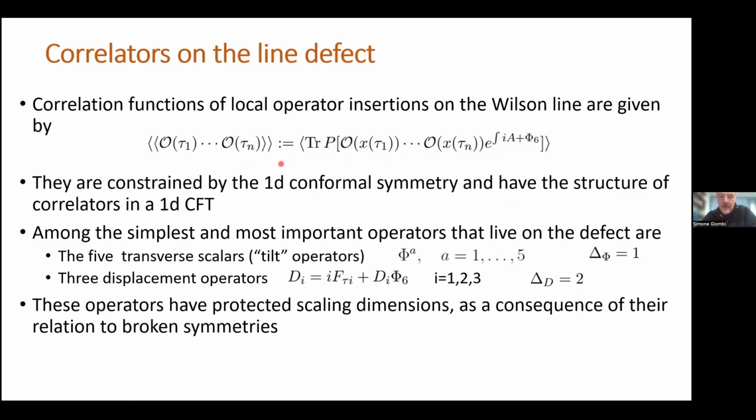Among all the possible operators that you could consider, the simplest and in some sense most important are the so-called tilt operators, which correspond to the scalar fields that don't couple to the Wilson line, and those have dimension 1. And then there are the 3 displacement operators, which will be my main focus, which have protected dimension 2, and they describe the transverse deformation of the Wilson line.